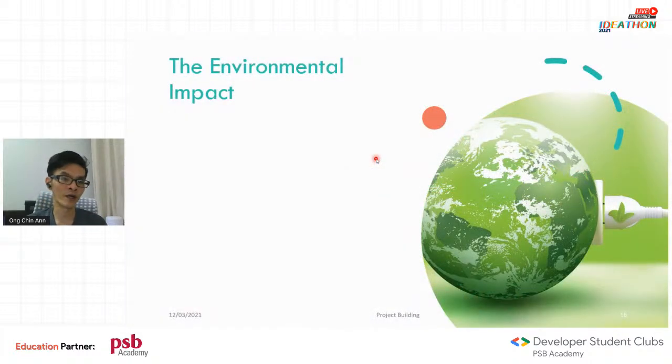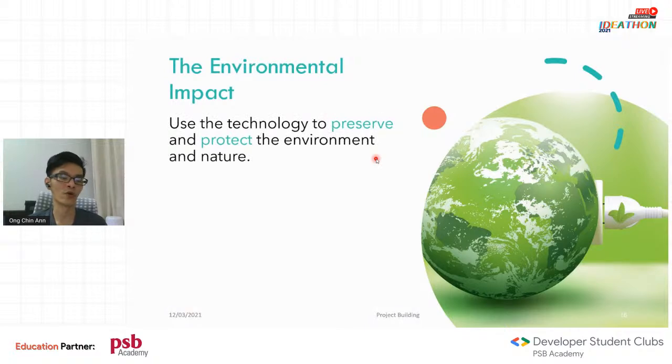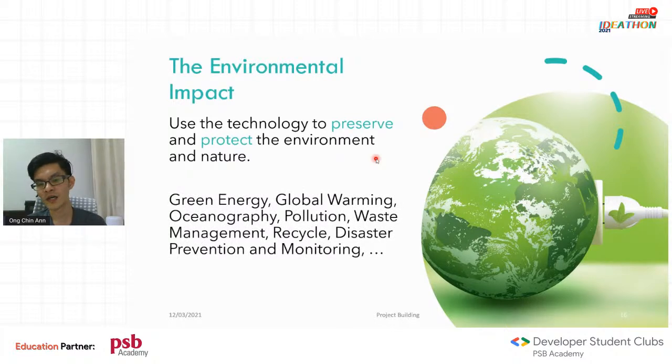And lastly is the environmental impact. So basically you're trying to propose some ideas and use technology to preserve or protect the environment and nature, right? We all know that we have a lot of problems like the greenhouse effect and global warming, right? How can you make use of technology to promote green energy, oceanography, pollution control, waste management, recycling, disaster prevention, and monitoring, right? So these are the areas that you can look into, like maybe early tsunami alerts and that kind of stuff, right?